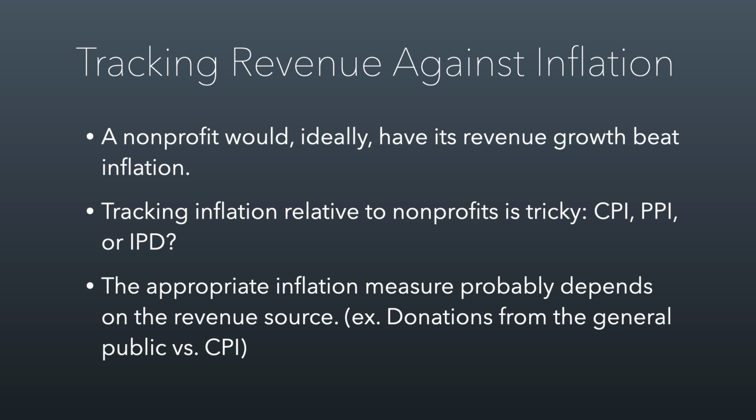The PPI is the same idea, the same sort of basket of goods, but here the goods are what producers typically buy. And so it's going to be things like lumber or labor or other stuff like that. And then IPD is the same idea, but the basket of goods is made up of the kinds of products that government buys when it's doing what it does. The appropriate inflation measure for a nonprofit probably depends best on its revenue source. So if you rely on a lot of donations, you should probably be using CPI, because that will be the inflation measure faced by your donors, and that will have an influence on how much they donate to you.